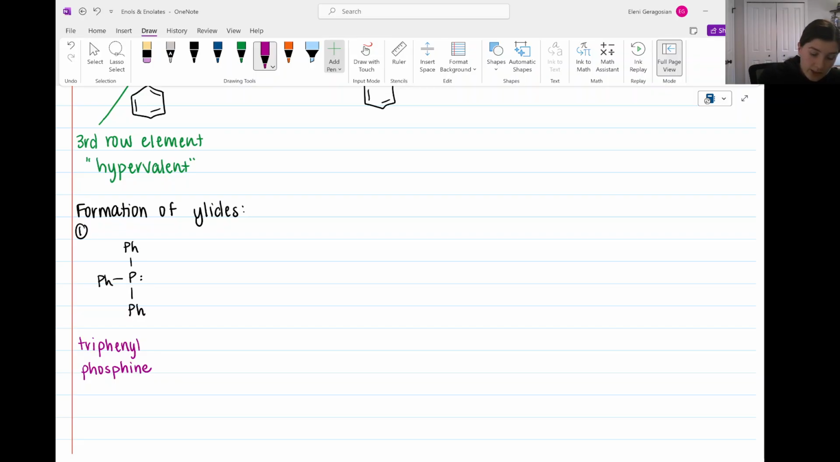So we have a phosphorus with a lone pair of electrons. If we have our solution of triphenylphosphine and then add an alkyl halide with a good leaving group, here's an example of a methyl bromide. Remember, this carbon to bromine bond is very polar. We have non-bonding electrons here on the phosphorus. So this would do a simple substitution reaction.